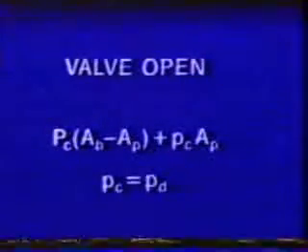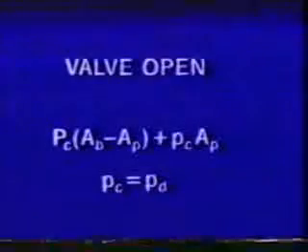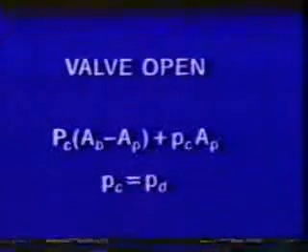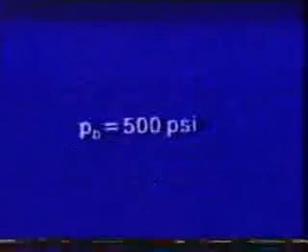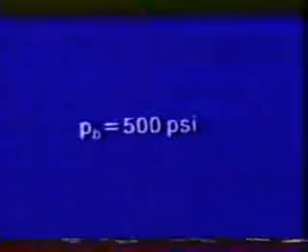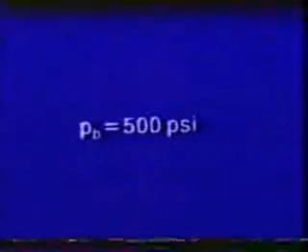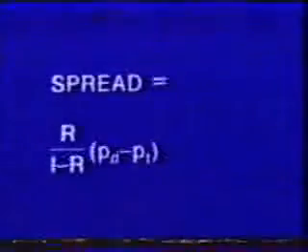Equating these two terms, we find that the casing pressure required to close the valve is equal to the bellows pressure or the dome charge. In our example, the bellows pressure is 500 pounds, and so the valve will close at this pressure. The difference between the opening pressure and the closing pressure is 15 psi. We refer to this as the spread.